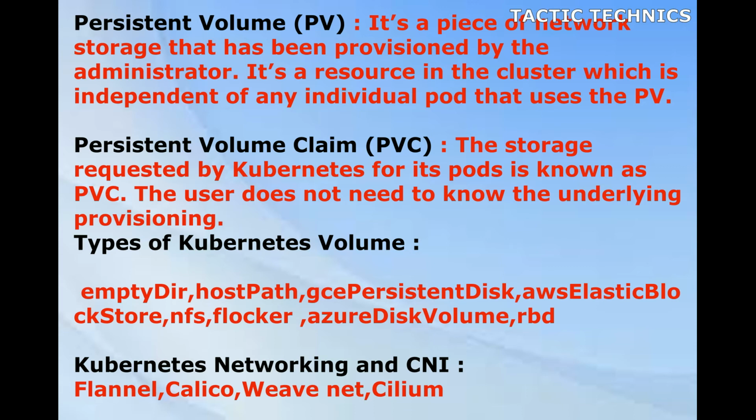Types of Kubernetes volume: emptyDir, hostPath, GCE persistent disk, AWS elastic block store, NFS, Flocker, Azure disk volume, RBD. Kubernetes networking: CNI, Flannel, Calico, WeaveNet, Cilium.